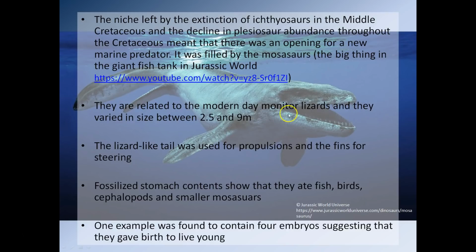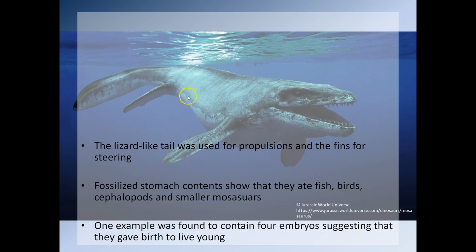So in terms of mosasaurs, we actually know they're related to modern-day monitor lizards, so that's one of the largest reptiles around, and they will have varied in size between about 2.5 and 9 meters. So they weren't as big as the ichthyosaurs or the plesiosaurs, but they could reach 9 meters. They're still pretty large. In terms of their tail, the tails of the mosasaurs had not managed to separate into the kind of twin tail that we get with organisms like dolphins, sharks, and the ichthyosaurs.